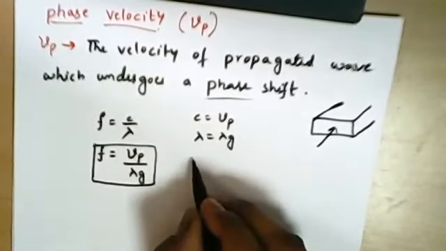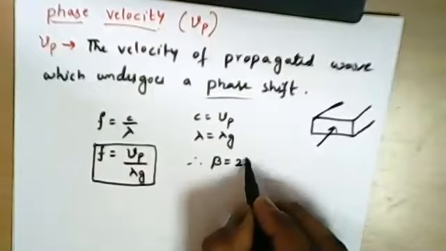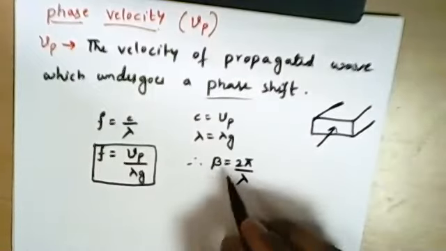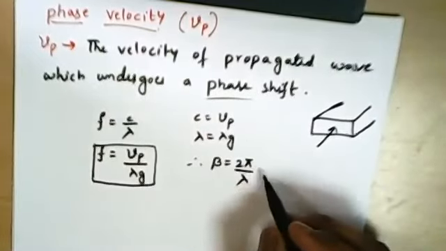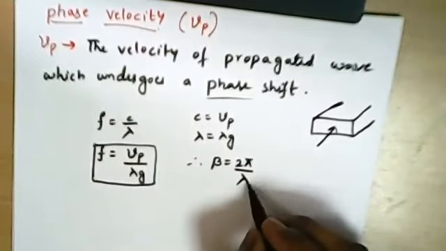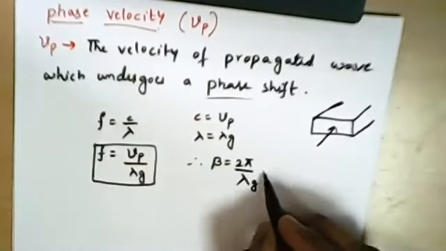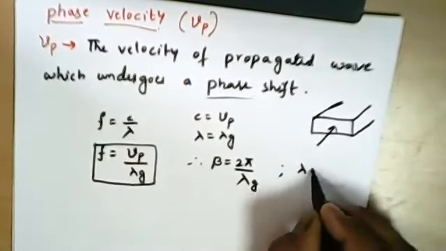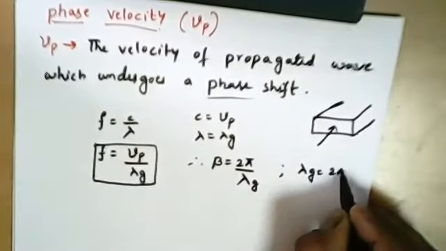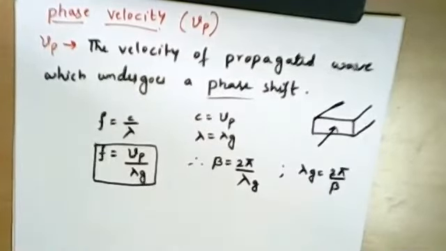derivation. We know that beta is equal to 2 pi by lambda. The beta is nothing but the phase constant, 2 pi by lambda. Here lambda can be considered as lambda G, the guide wavelength. I'll be explaining about this guide wavelength, where lambda G can be written as 2 pi by beta. Okay, 2 pi by beta.